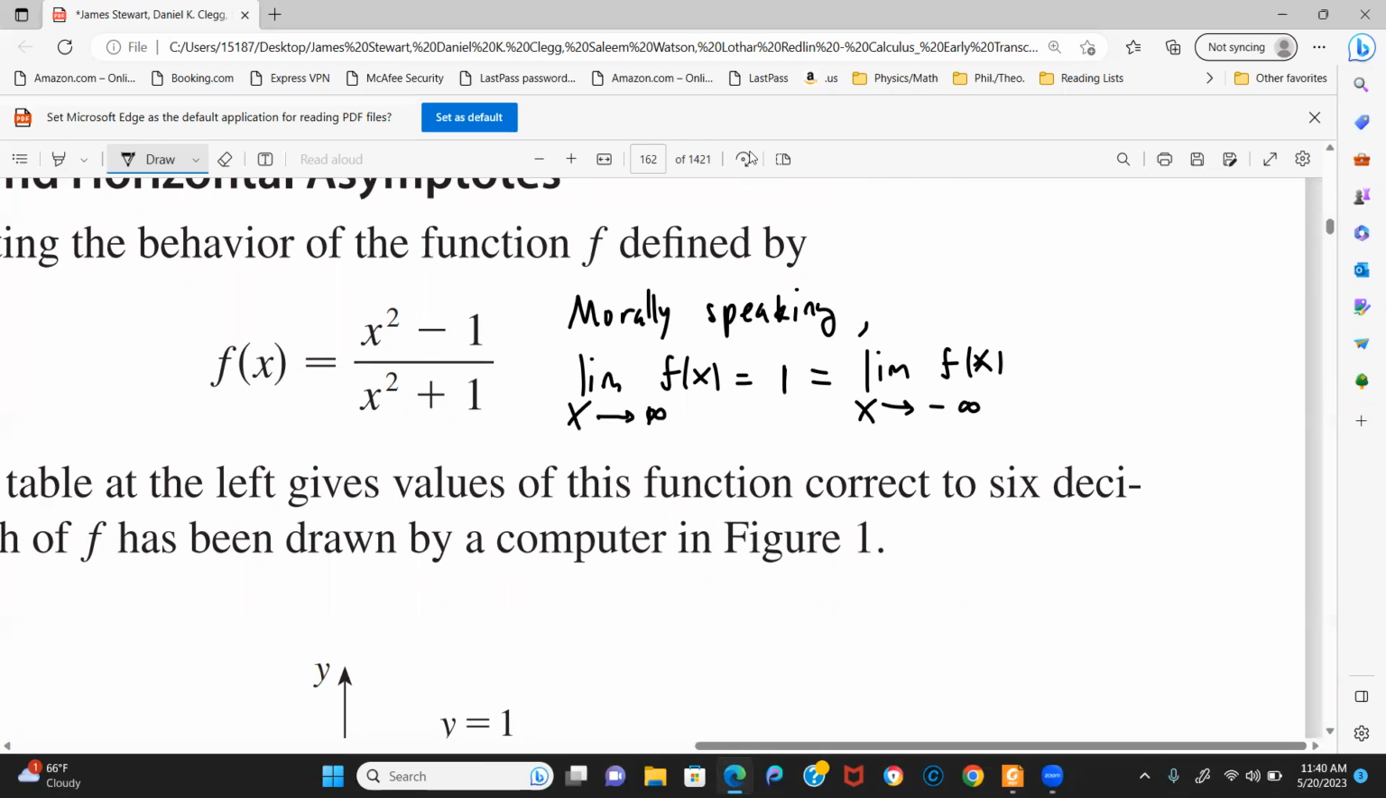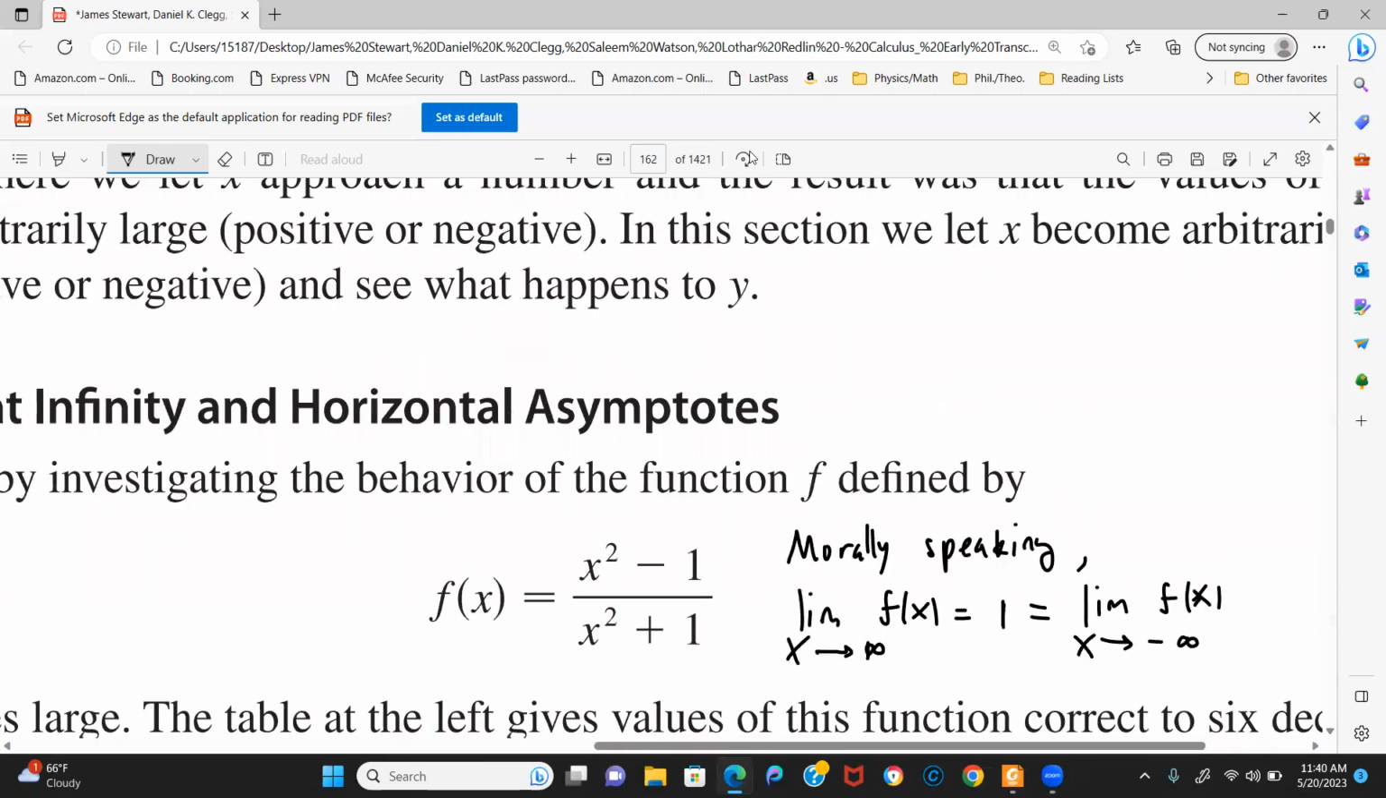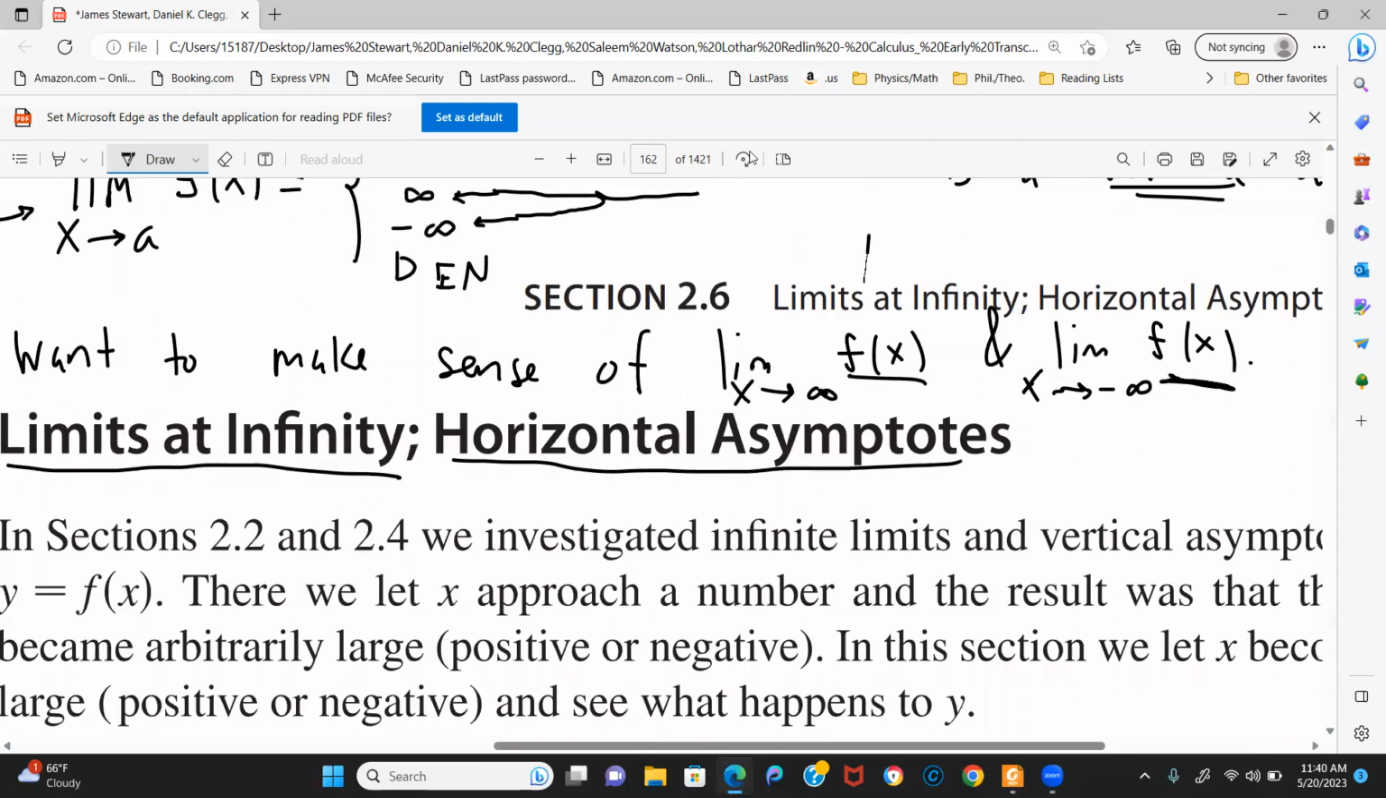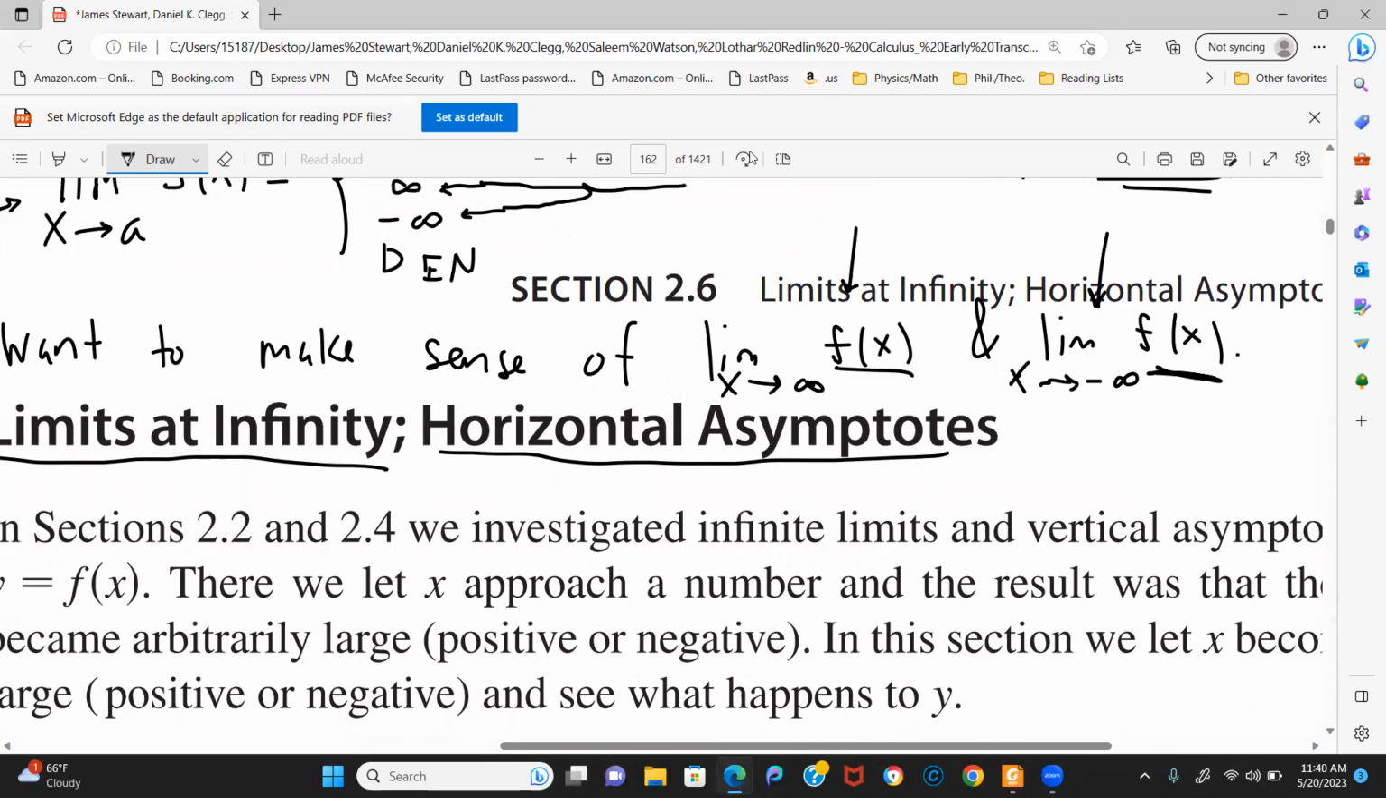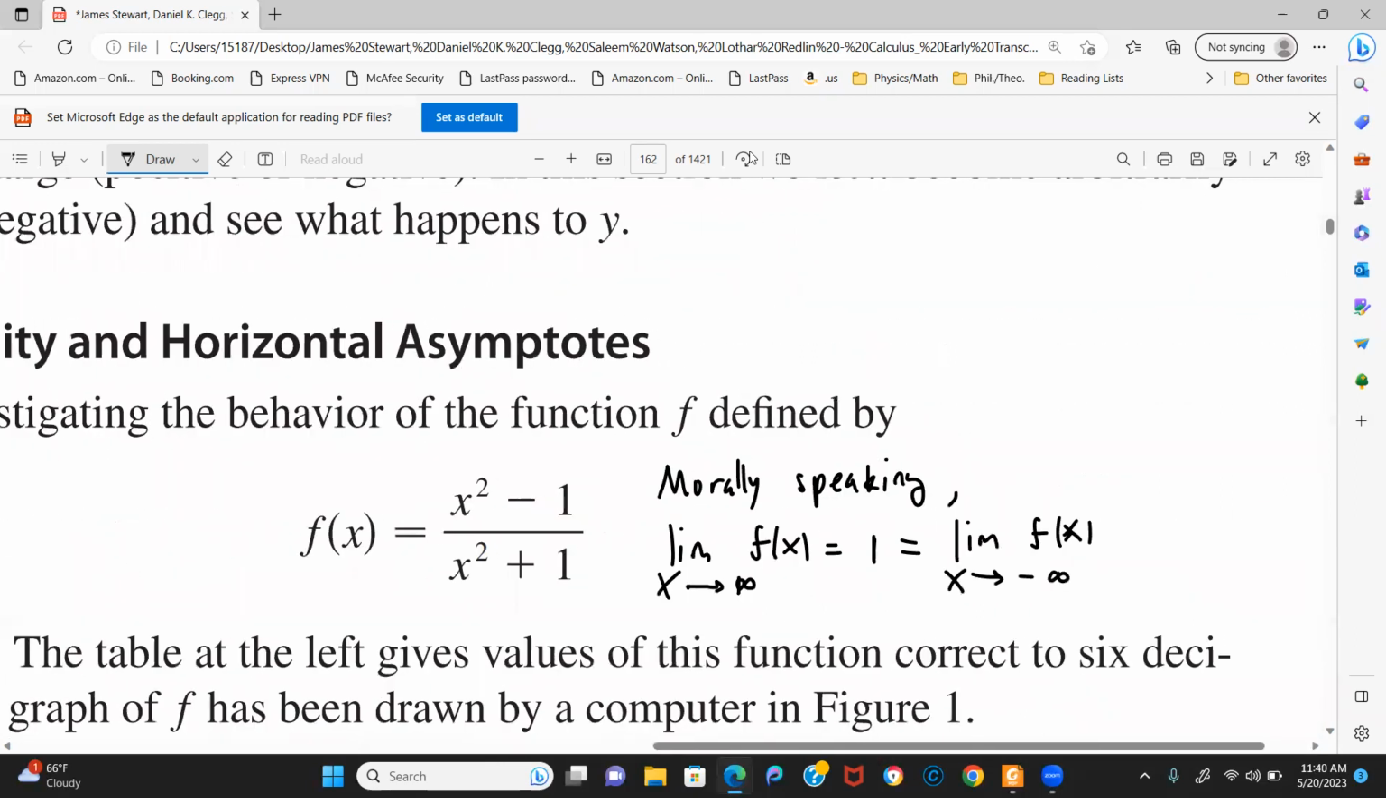However we define these two symbols right here, it should be the case that this is true for at least this example right here. So we want to formulate the definition in the correct way so that this happens.